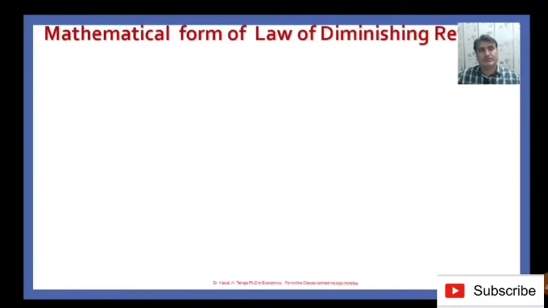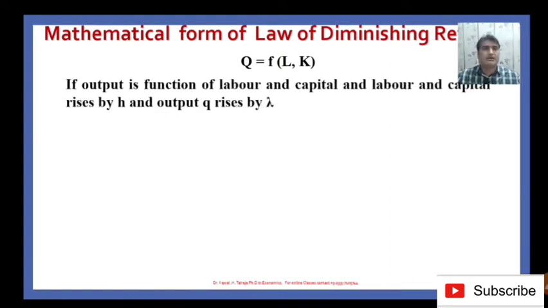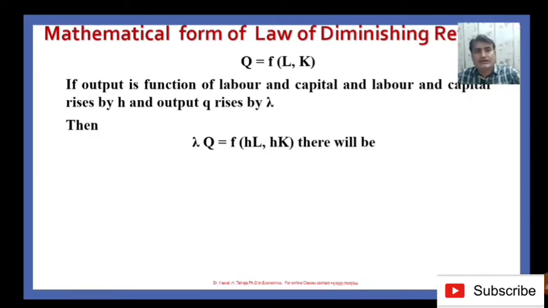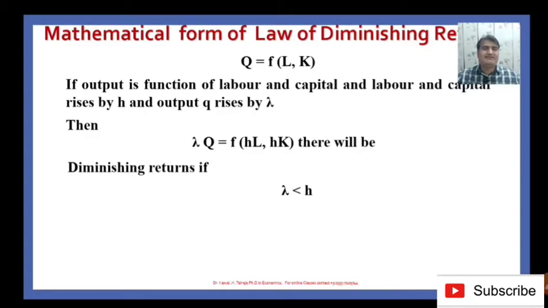And we represent the law of diminishing returns mathematically. If we say that Q means output, output is a function of L and K, where L means labor and K is capital. If labor and capital rise by h and output Q rises by lambda, then lambda Q is a function of hL, hK. There will be diminishing returns if lambda is less than h.